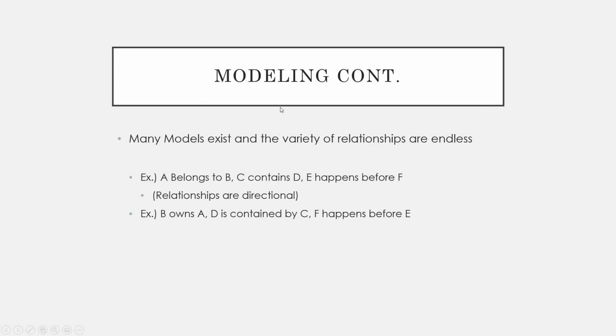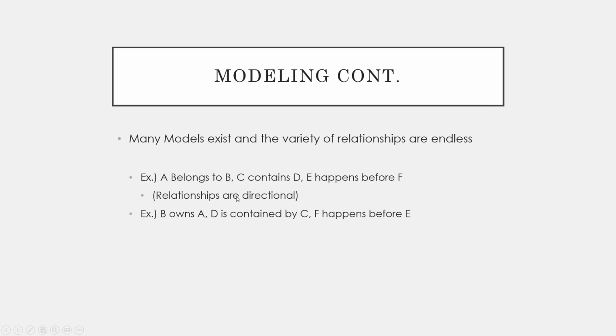So many models exist. There is not just one kind of model. They're all over the place. The variety of the relationships is endless, right? A couple of examples here, though. Maybe we have A, something called A, that belongs to B. Maybe C contains D. E happens before F, right?